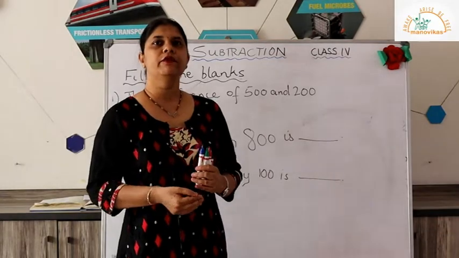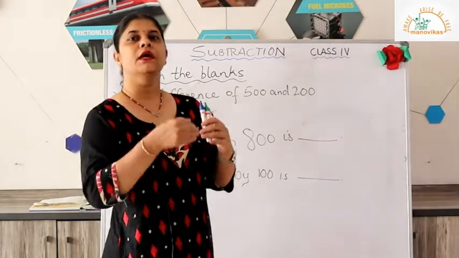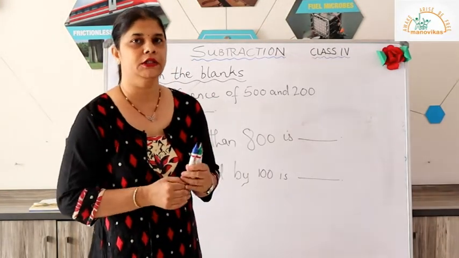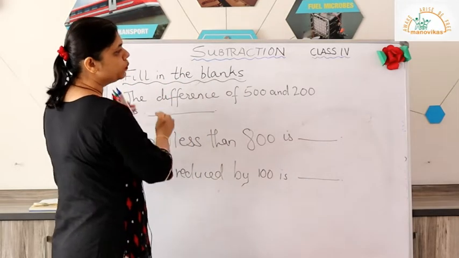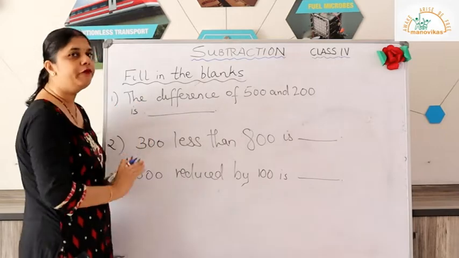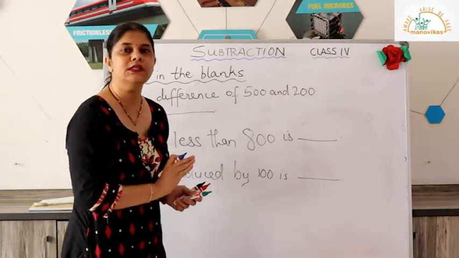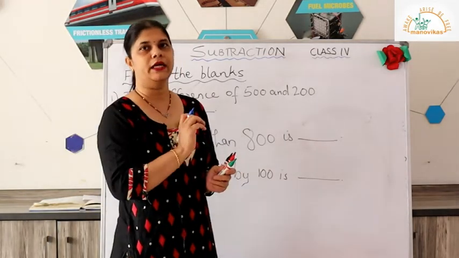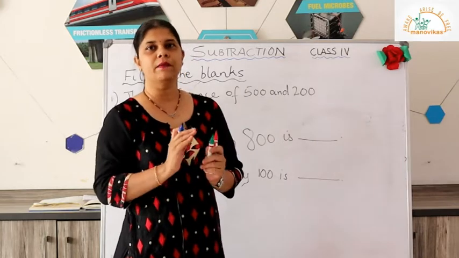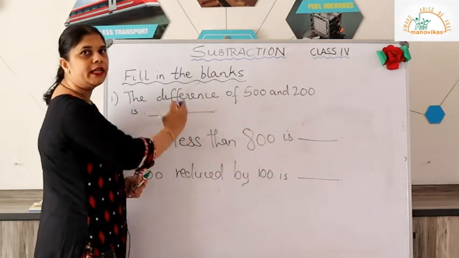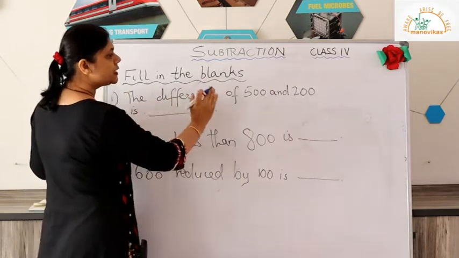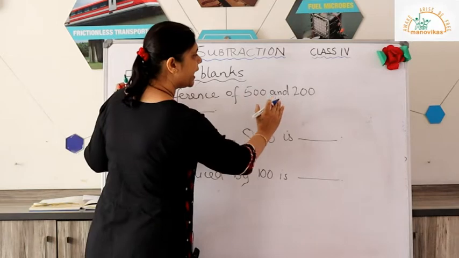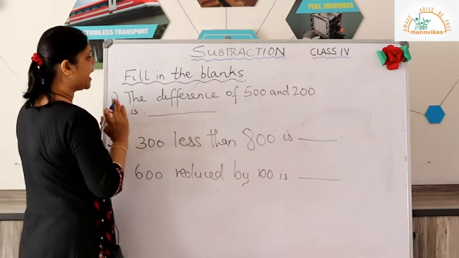To begin with, we will solve some examples using basic subtraction. Children, I have taken these sums just for you to basically know the different terms or the words which can be used for subtraction. So now let's do it one by one. I have some fill in the blanks here. Read the first fill in the blank. The difference of 500 and 200 is dash.